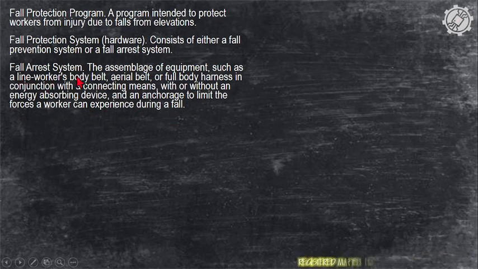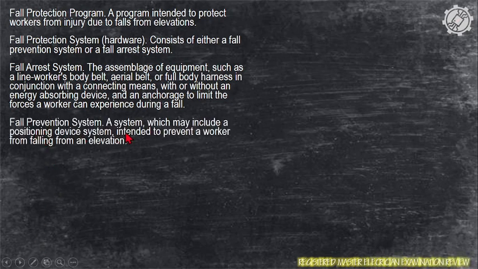So that is a system, no, consist of the usual mga PPE. So yung mga body belt, aerial belt, at yung full body harness na dapat it is connected on a stable anchorage, no. So that is to protect a worker in case na yung mismong pinapatungan niya, yung mismong platform will collapse. Yan.